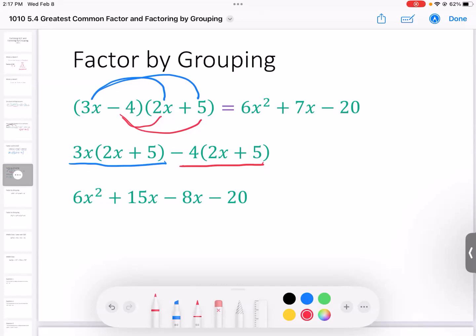So factoring by grouping basically takes it from this step and goes backwards. So the way that factoring by grouping works is I would take this polynomial and I'm going to split it into two groups.